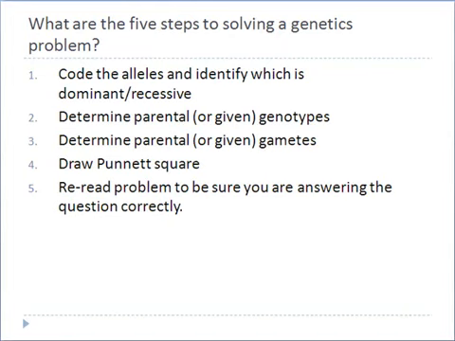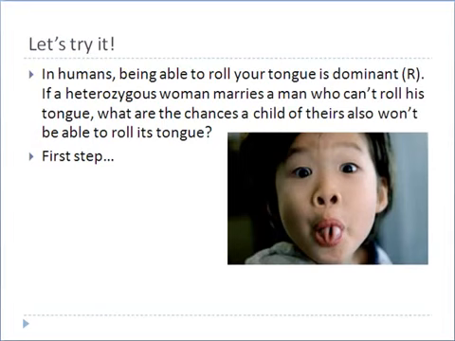So the first step of solving a genetic problem, we're going to code for the alleles, and I'll show you what that means in a minute. Then we're going to determine what the parental genotypes are. We're going to figure out what kind of gametes they can make. That's step 3. We're going to draw ourselves a Punnett square to determine what kind of offspring can result, and then we're going to go back and reread the problem and answer the question based on the information we generated in steps 1, 2, 3, and 4. So let's go ahead and take a look at this.